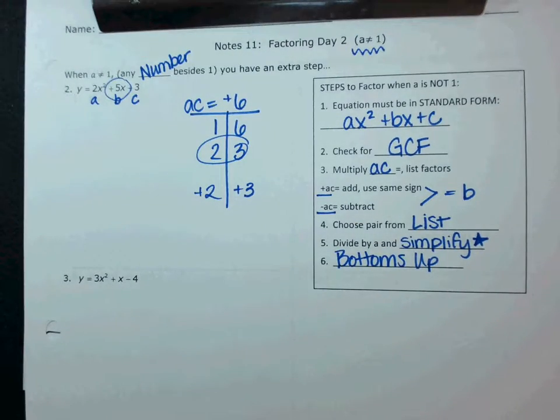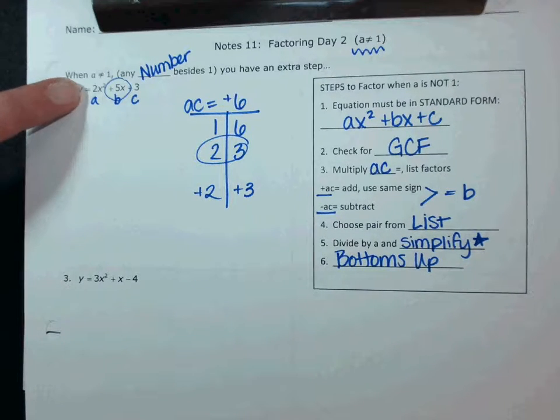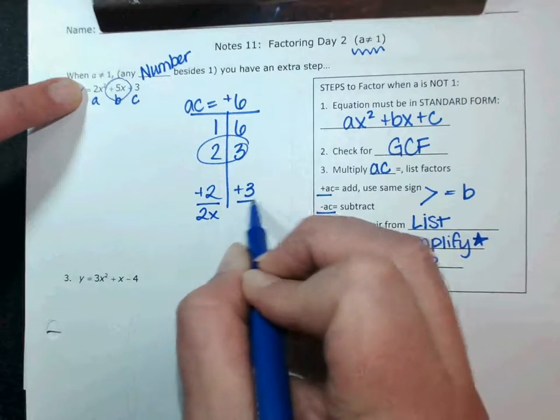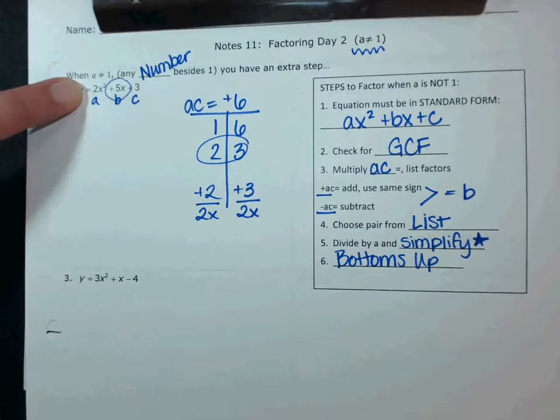Okay, this is where it's a little bit different. Yesterday, you would have only divided by x. But the reason why was because that was only an x squared. Now it's a 2x squared. So instead of just dividing by x, you're going to have to divide by 2x. So you take whatever your A is and you divide on both.